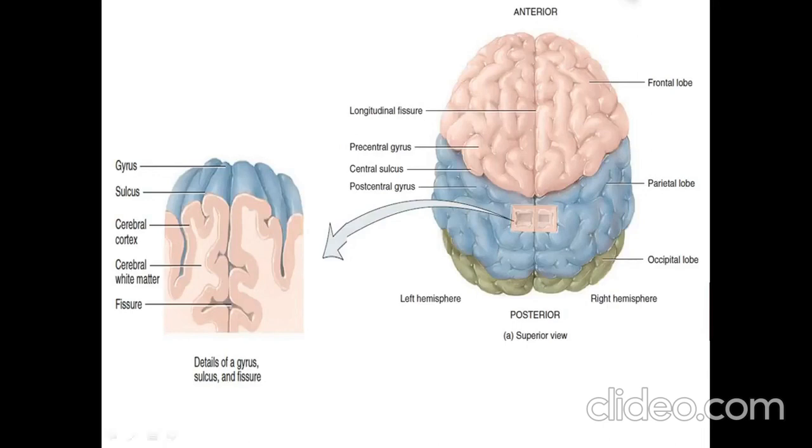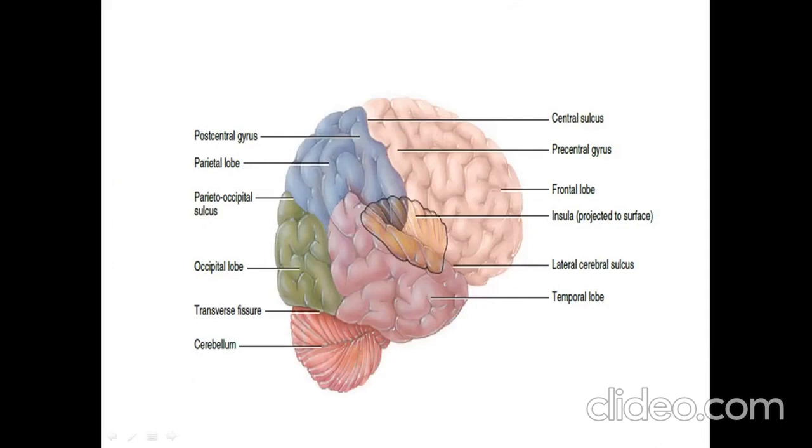Now see, this is the frontal lobe, this is the parietal lobe, the occipital lobe. These are the central sulcus, precentral gyrus, frontal lobe, insula, lateral cerebral sulcus, temporal lobe, occipital lobe, parieto-occipital sulcus, parietal lobe, postcentral gyrus.